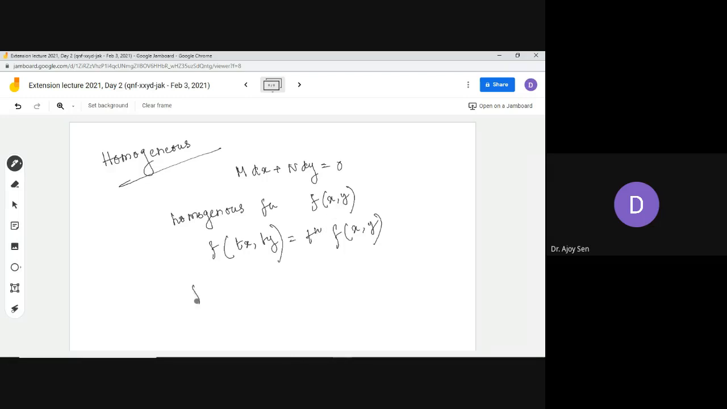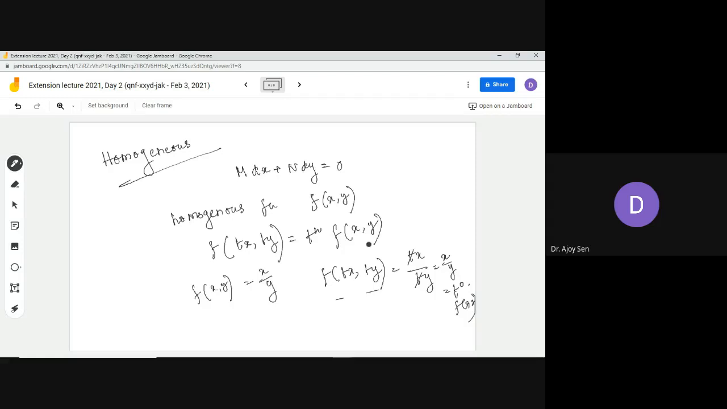For example, it's not very difficult. If you see this kind of function, f(x, y) equals x by y, what you will do is replace x by tx and y by ty, and now you see t cancels out, and it becomes x by y, which is actually t to the power 0 times f(x, y). So this function is called homogeneous of degree 0.